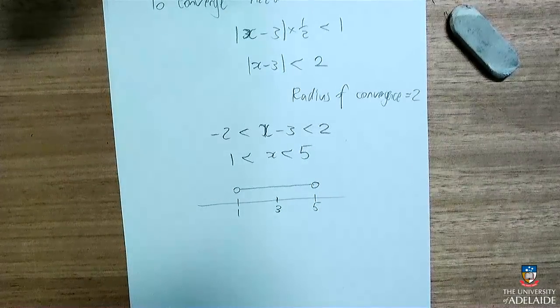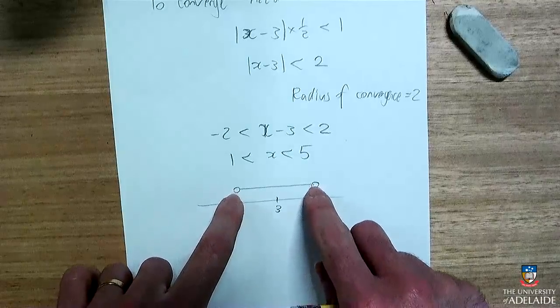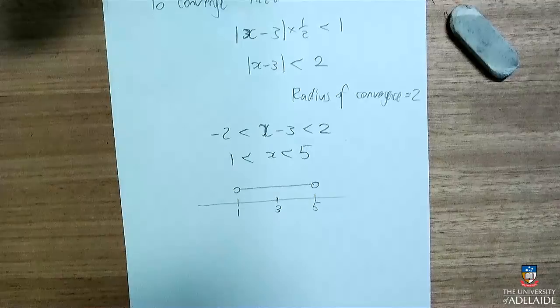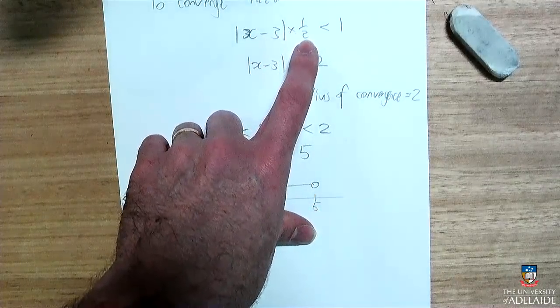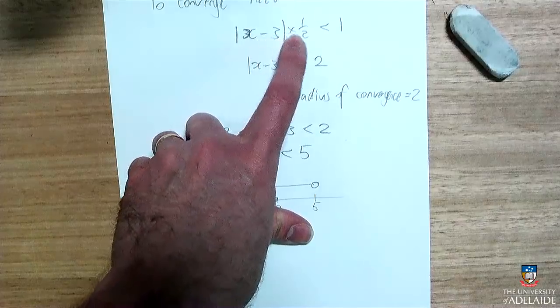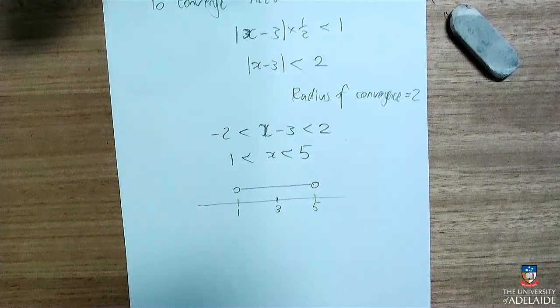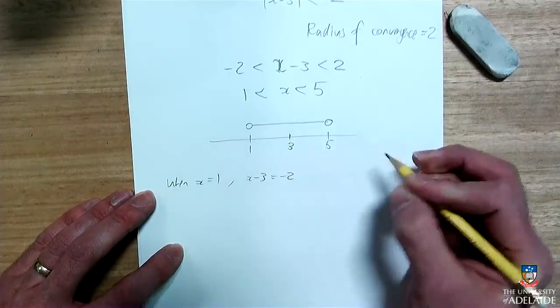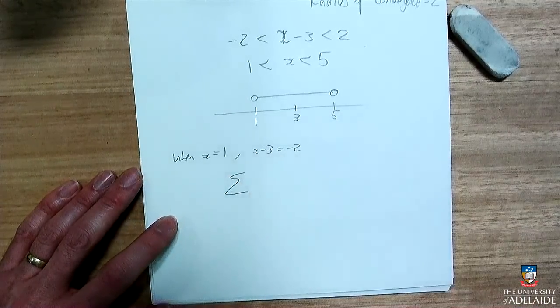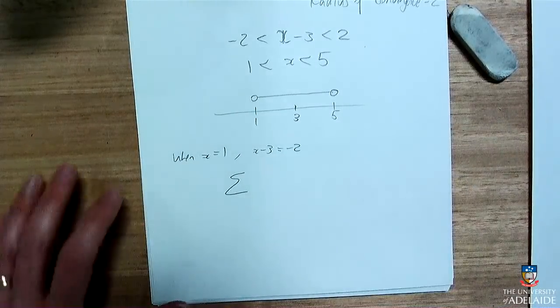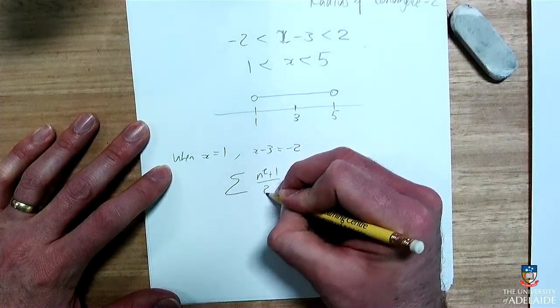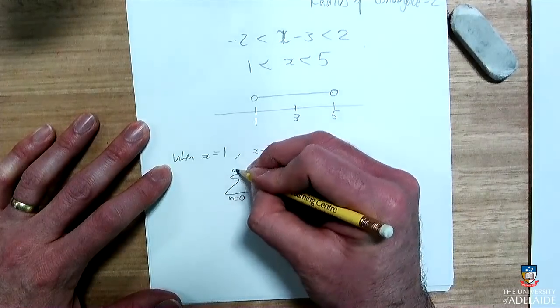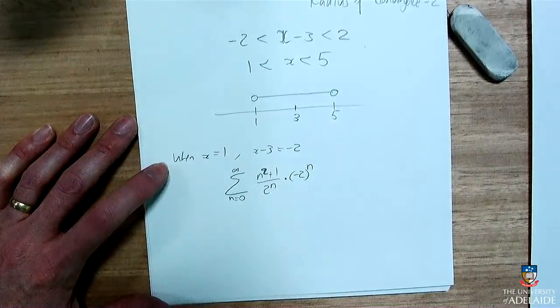Okay, that's what my interval of convergence looks like, but I'm not quite finished yet because I don't know whether I should be colouring in these endpoints or not. So I'm going to have to check those separately because the ratio test won't work at those ends, because when x is equal to 1, this answer here comes out to exactly equal to 1, because I get absolute value minus 2 times a half, which is 1, and that's not going to help. So I'm going to have to check the ends. When x is equal to 1, x minus 3 equals negative 2, and my series becomes that.